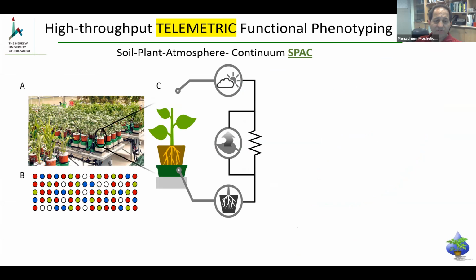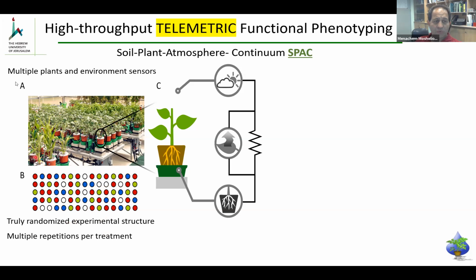We can measure hundreds of plants simultaneously. Each plant has many sensors, which is why we also call it a telemetric system. The sensors are connected to each plant, continuously monitoring each plant separately. The fact that we can control irrigation for each plant separately provides the tools to build a truly randomized experimental structure. So we can really work with a randomized system. Each plant gets the treatment I wanted to give, and I can make as many repetitions as I want.